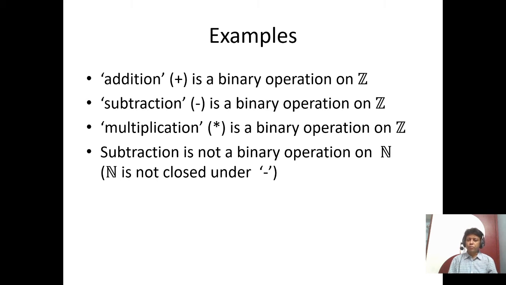Okay, so in this case we say subtraction is not closed. N is not closed under subtraction, that is the term we use. But you see, Z is closed under addition, Z is closed under subtraction, Z is closed under multiplication. So this is the term we have to use.